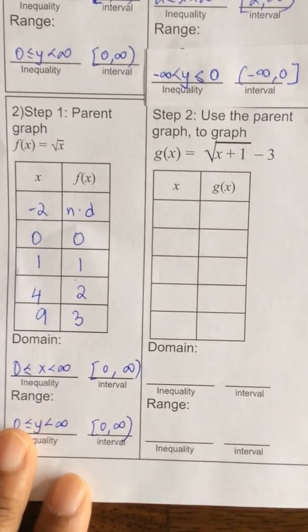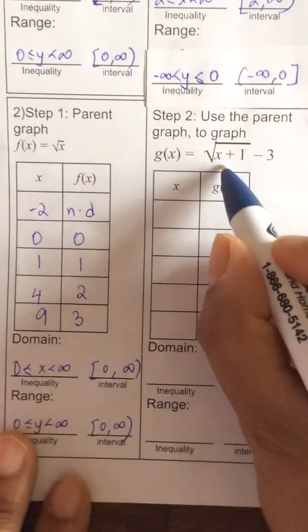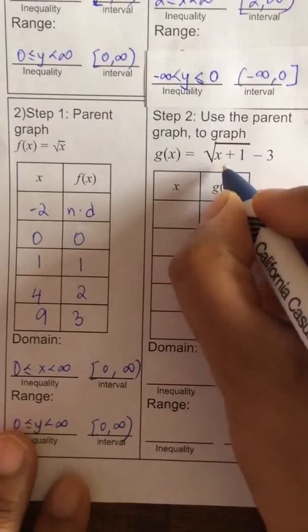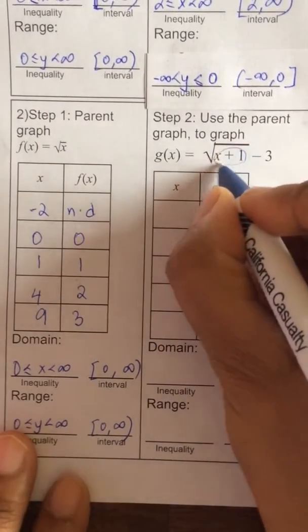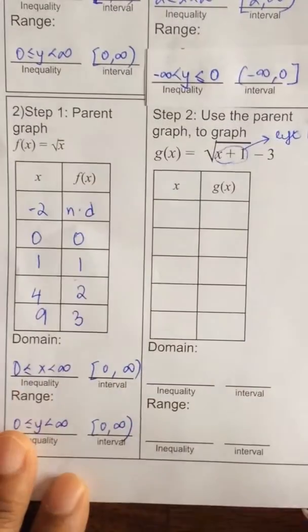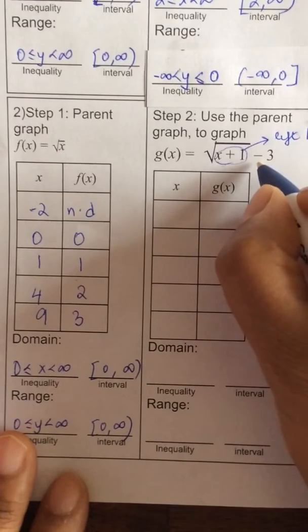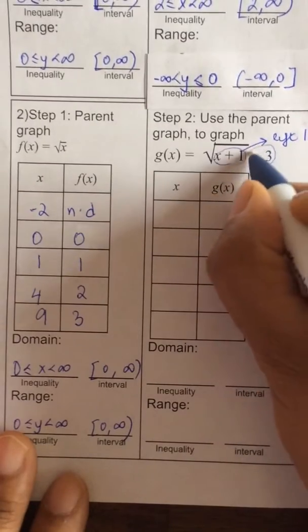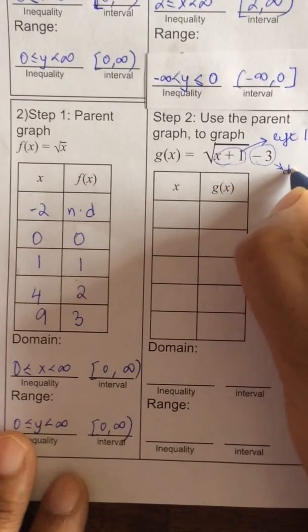We are going to use the parent graph to graph the graph of g of x is equal to square root of x plus 1 minus 3. The x plus 1 indicates that the graph has moved with respect to the parent graph left 1. And the minus 3 indicates it has moved down 3.